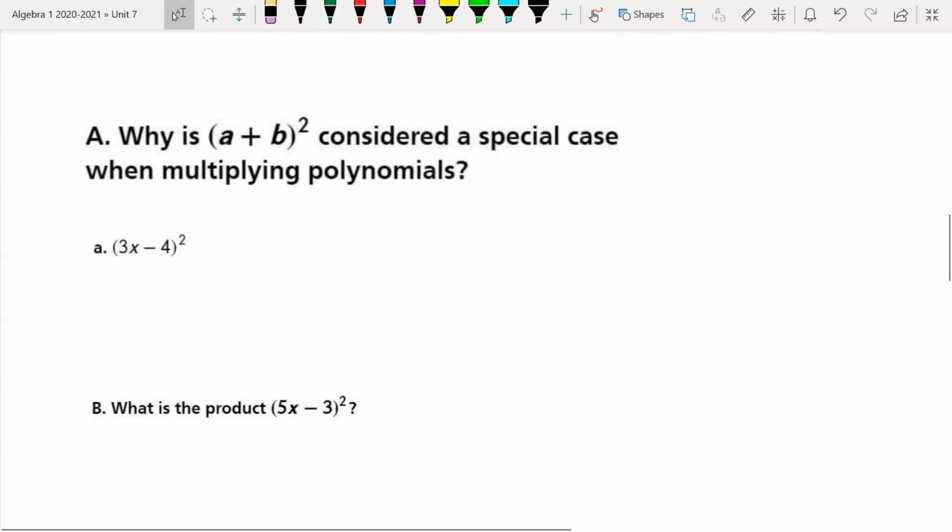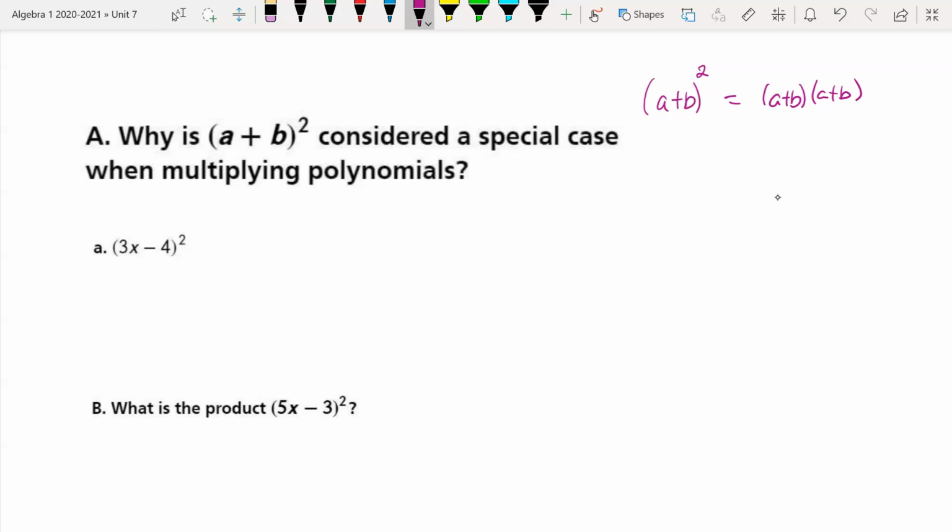So that kind of leads into our special cases. So why is a plus b squared considered a special case when multiplying polynomials? Well, if you think about a plus b squared, what that really means is a plus b times a plus b. It's very similar, like think about this, guys. If I had 4 squared, well, that means 4 times 4. So I'm just taking my base, and I multiply by itself however many times the exponent tells me to.